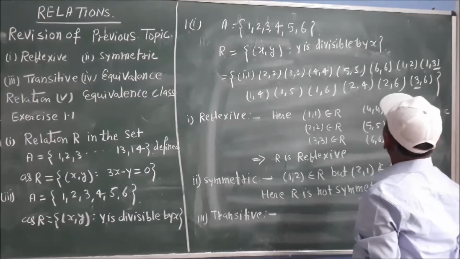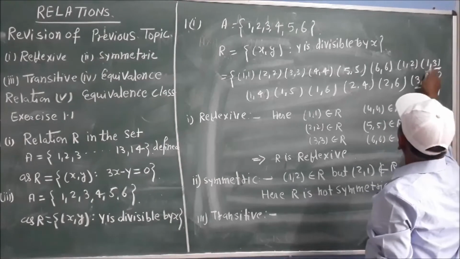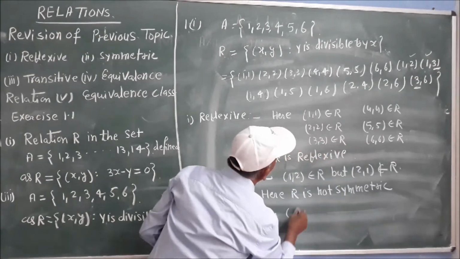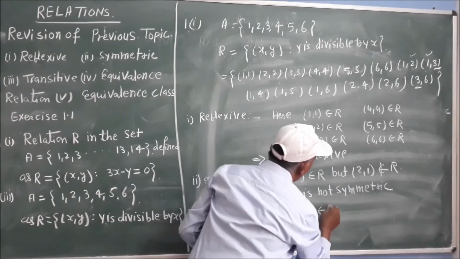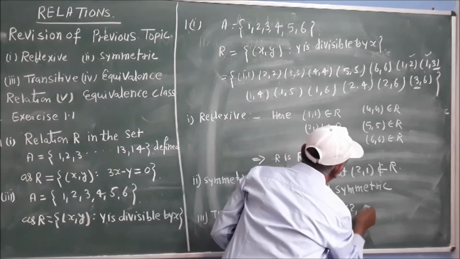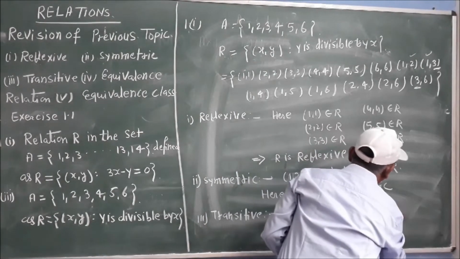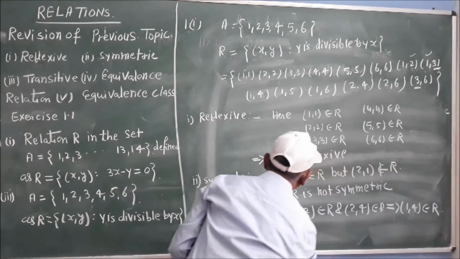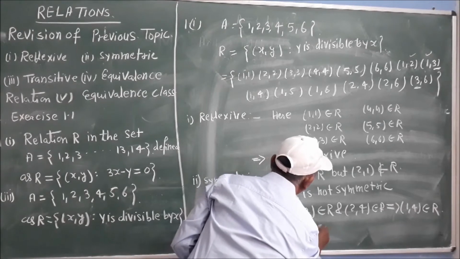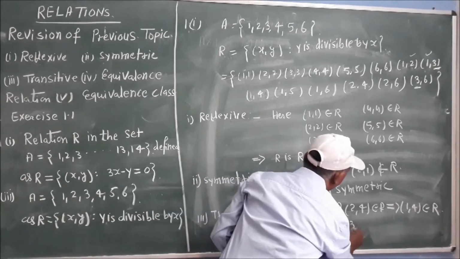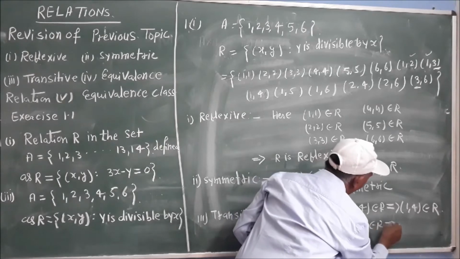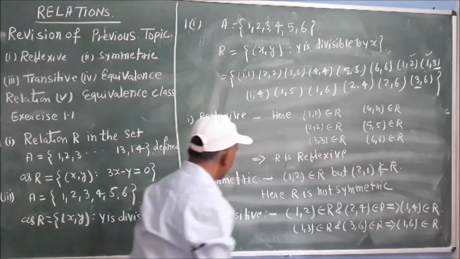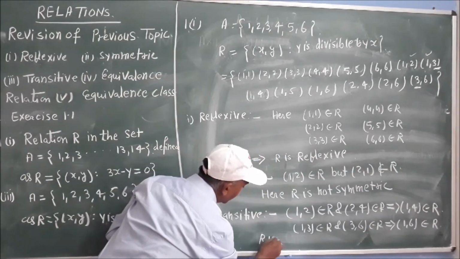(1, 4) भी है. And after that (1, 2), (1, 3) करेक्ट है. So you can say that (1, 2) belongs to R and (2, 4) belongs to R implies (1, 4) belongs to R. Similarly, (1, 3) belongs to R and (3, 6) belongs to R implies (1, 6) belongs to R. So we can say that R is transitive.